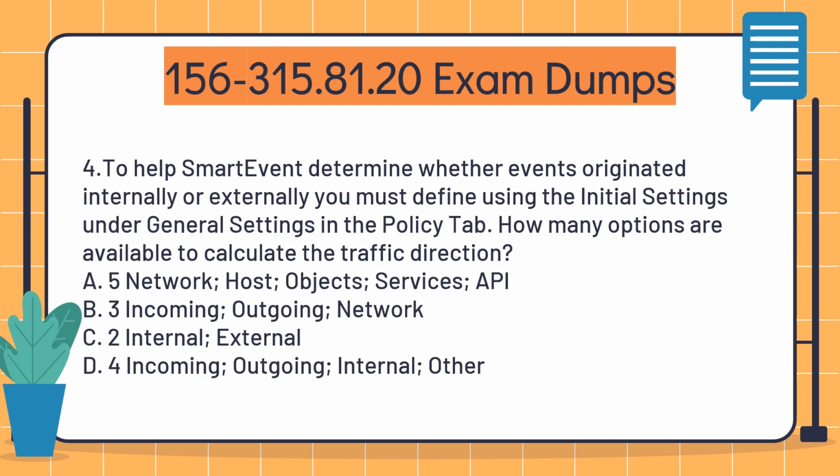4. To help SmartEvent determine whether events originated internally or externally, you must define using the initial settings under General Settings in the Policy tab. How many options are available to calculate the traffic direction? A. 5: Network, Host, Objects, Services, API. B. 3: Incoming, Outgoing, Network. C. 2: Internal, External. D. 4: Incoming, Outgoing, Internal, Other.